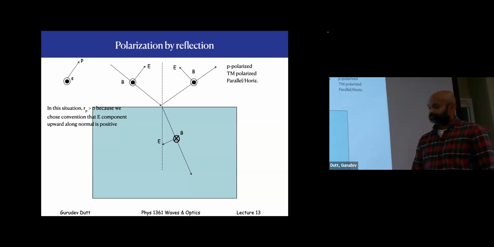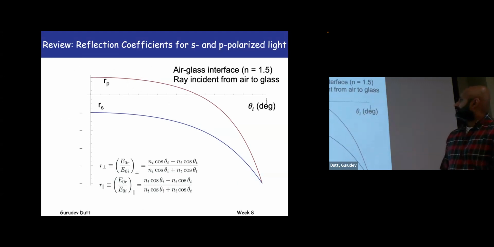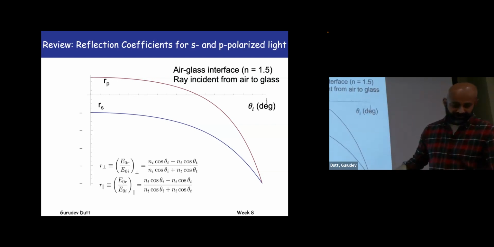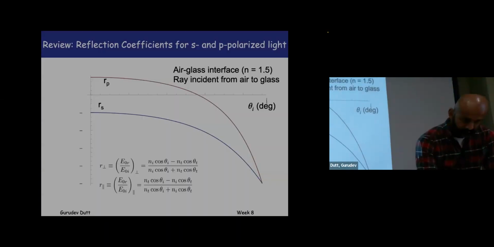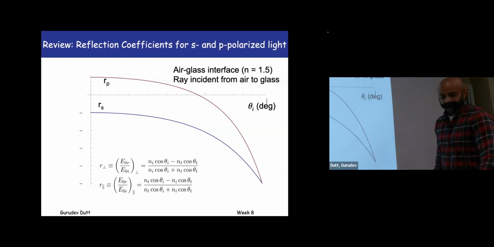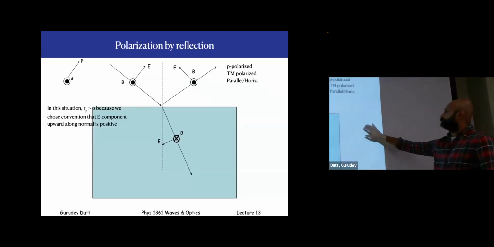So having talked about RS, which is for this situation, and also notice the situation is for a ray incident from air to glass, which we call external reflection. I'll come back to that in just a minute. Now this is the other situation, for p-polarized light.